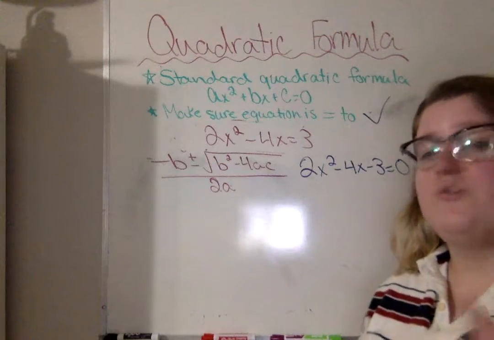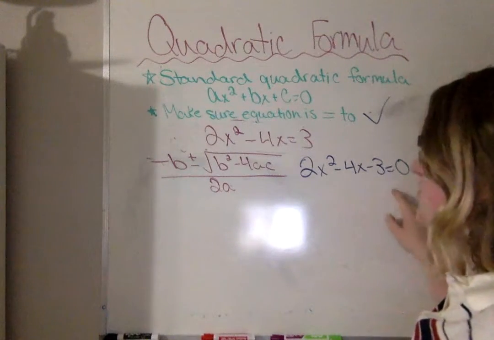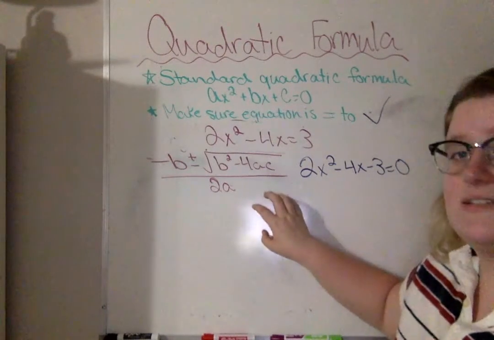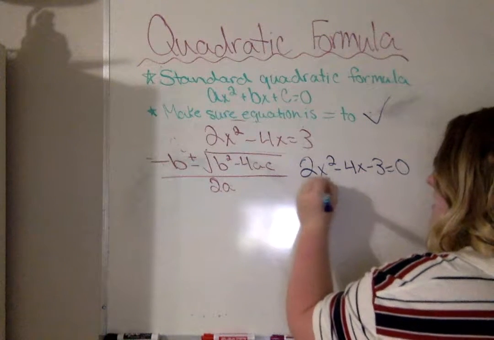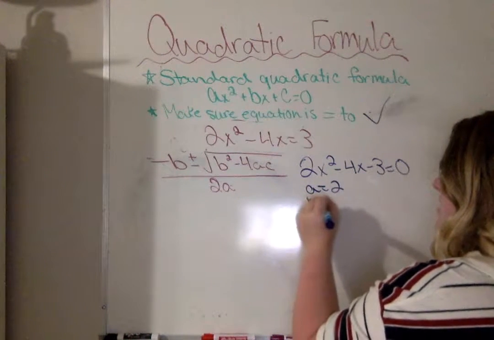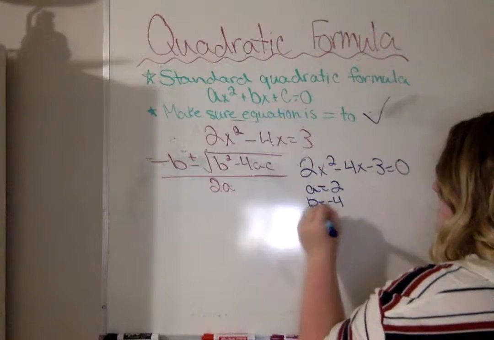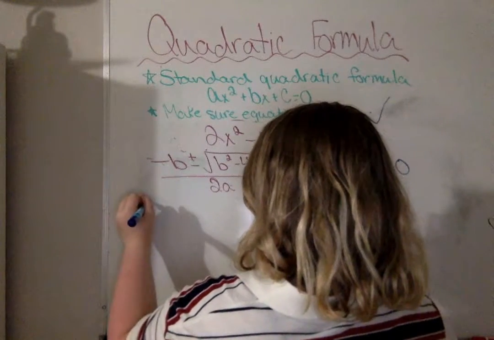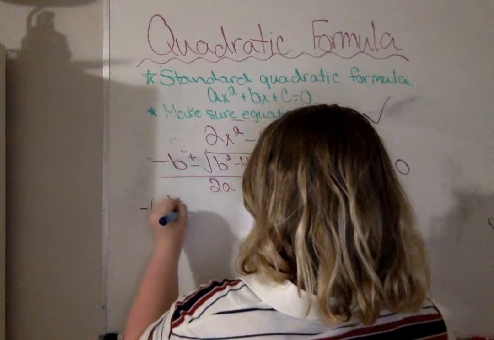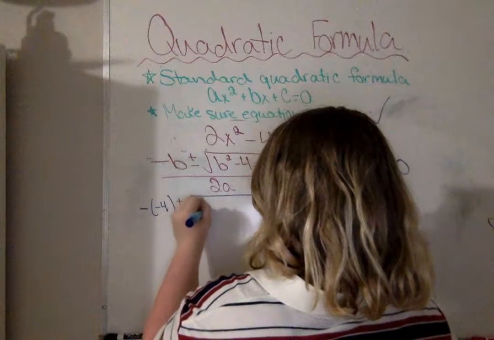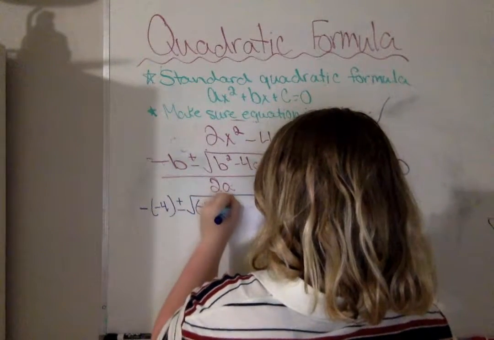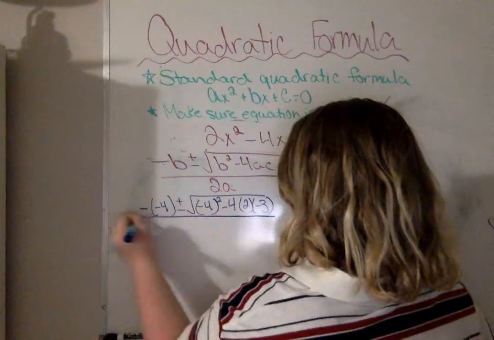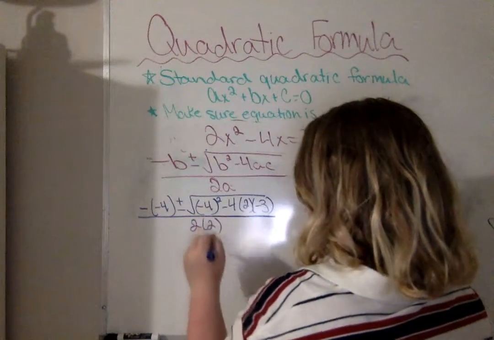Now in our last video, you probably remember how I told you what everything was, and I will do that again just to help you plug all your terms into the equation. So, A equals 2, B equals -4, and C equals -3. Now we're just going to plug it in, simply negative times -4 plus or minus the square root of -4 squared minus 4 times 2 times -3 over 2 times 2.